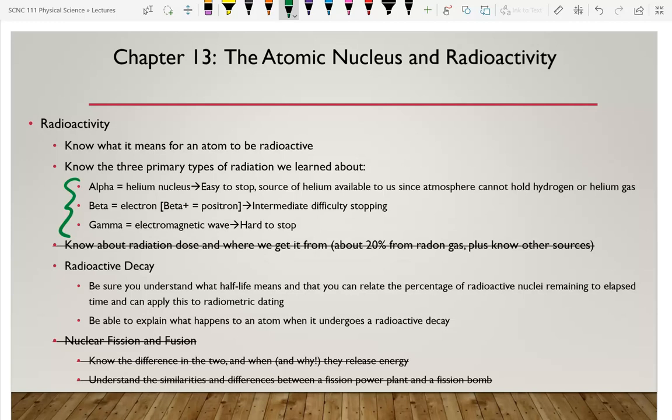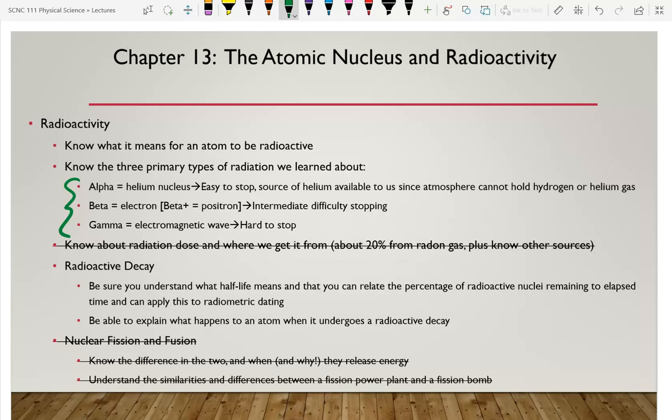Those are named in order of how easy it is to protect you from them. Alpha is very easy to protect you from. Your skin will protect the rest of your body from alpha radiation. A piece of paper will provide all the safety you need. Sunscreen should be enough to protect you from alpha radiation. It does not take much because the particles are pretty big and stop quickly.